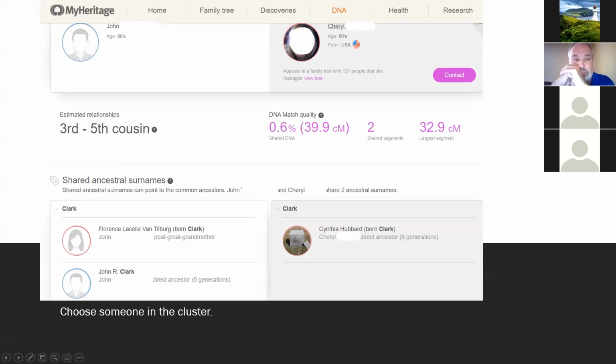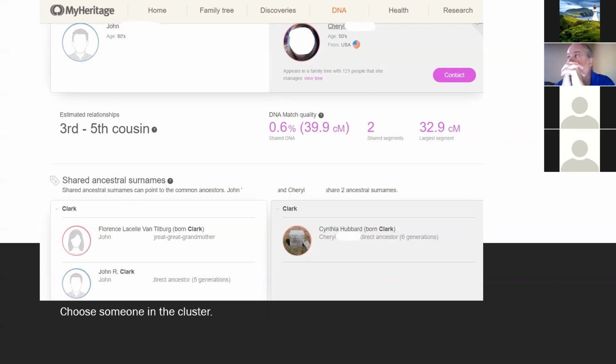If you're not familiar with MyHeritage, they test a lot in Europe, Australia, the Middle East, Israel, Italy, and many, many different European countries. So you're going to see a lot of matches that are from other parts of the world and people who aren't necessarily in the US databases.